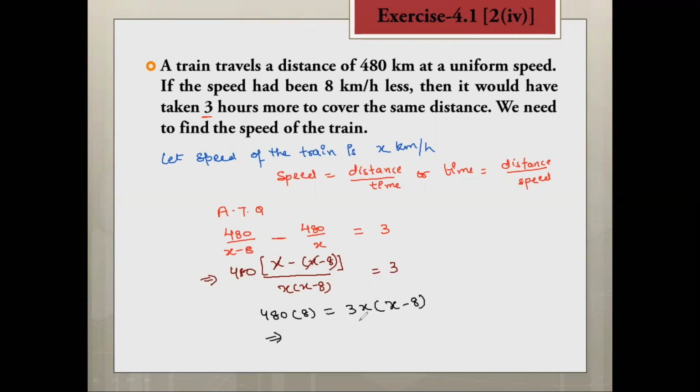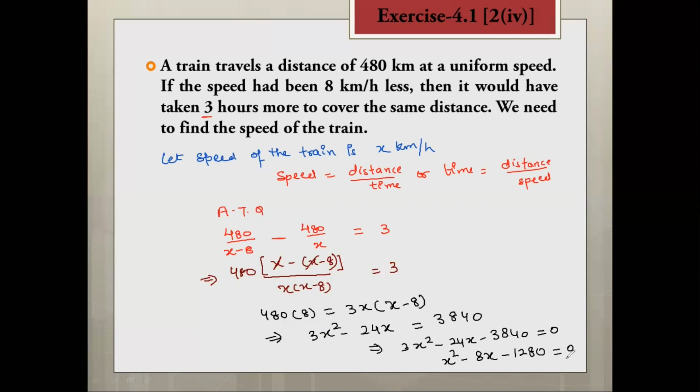Or we can write it as 3x square minus 24x is equal to 480 into 8, which is 3840. Or we can write 3x square minus 24x minus 3840 is equal to 0. And we can take 3 as common. So we have x square minus 8x minus 1280 is equal to 0. So that is your required quadratic equation.